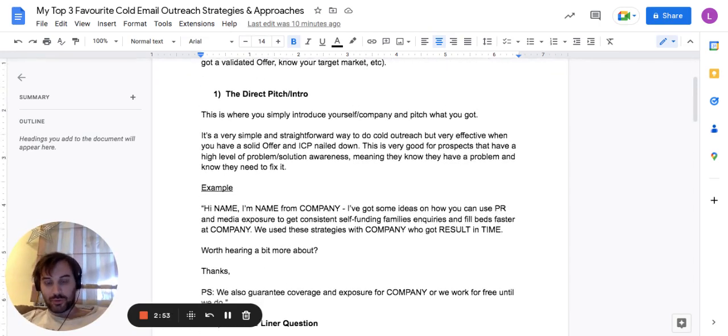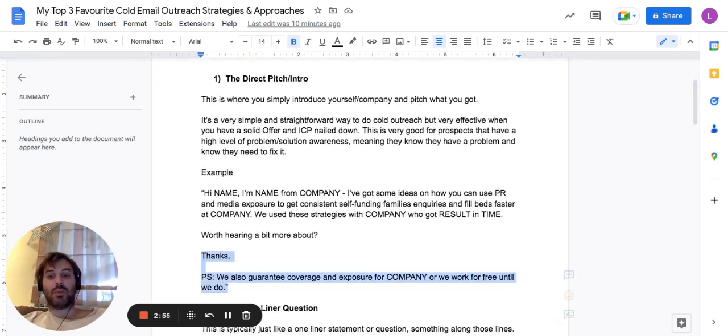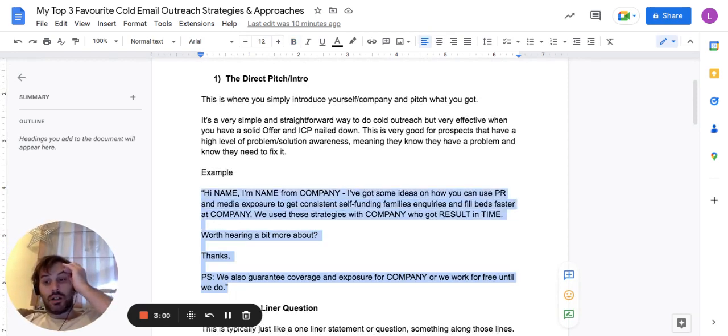Okay, so really simple. You can see from the example here, I'm not going to read out this entire script. You can see it on the screen. But the way it works is literally as I just explained. You reach out, tell them who you are, tell them what you've got, tell them what results it's going to get them, what it's going to do for them, the benefits. Finish off with a simple CTA.